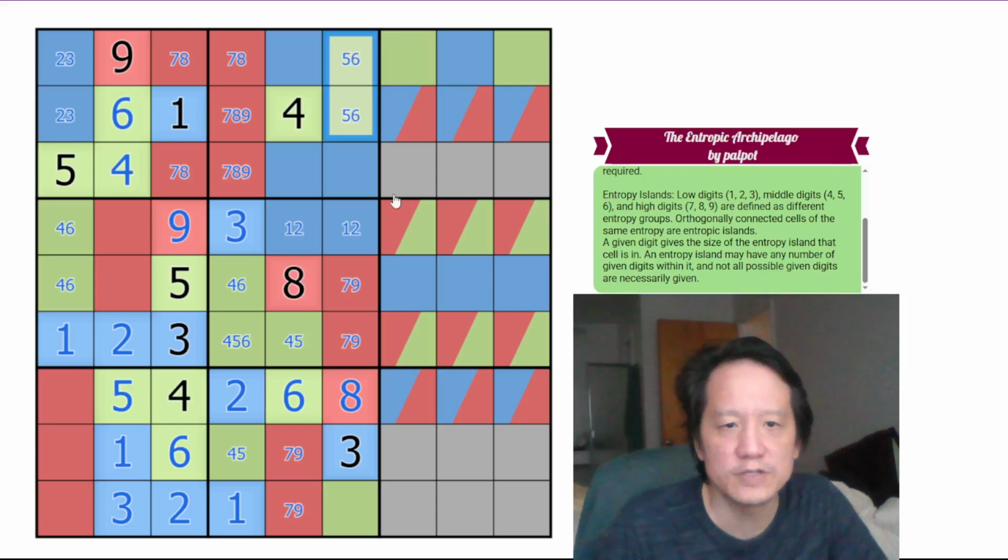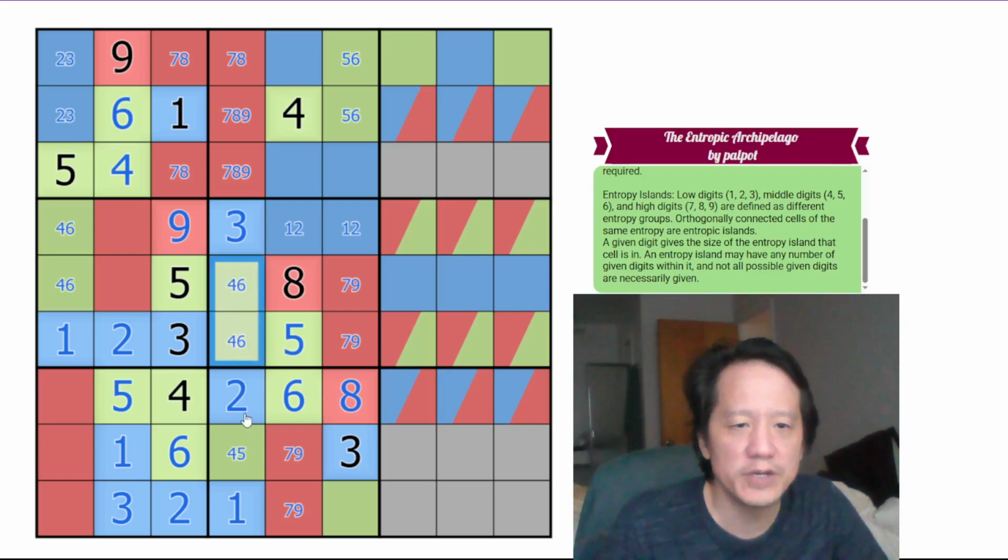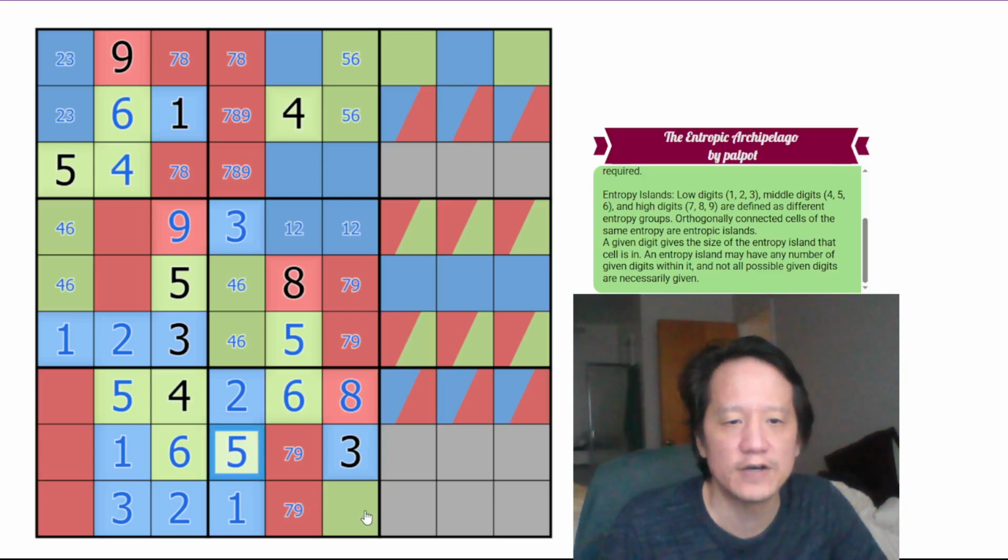This is a 5-6 pair. This 4 eliminates 4 here, so this is 5, which means this can't be 5. This is a 4-6 pair here, which eliminates 4 and 6 in the rest of the row. So this has to be a 5, and this is a 4. This is 1 or 2. This is 1, 2, or 3. This is 1, 2, or 3. And we have 1, 2, 3 here. 4, 5, 6.